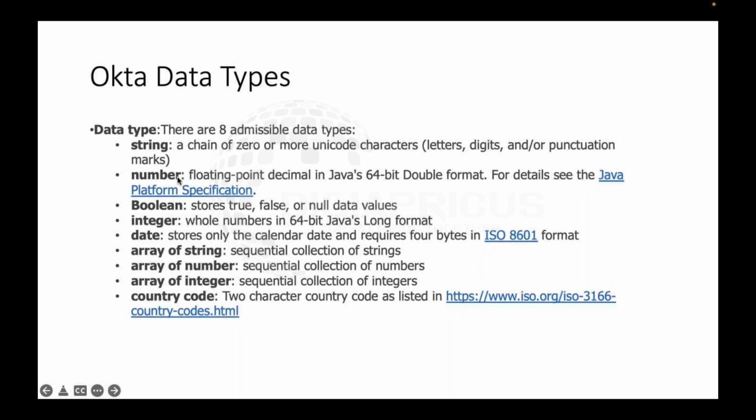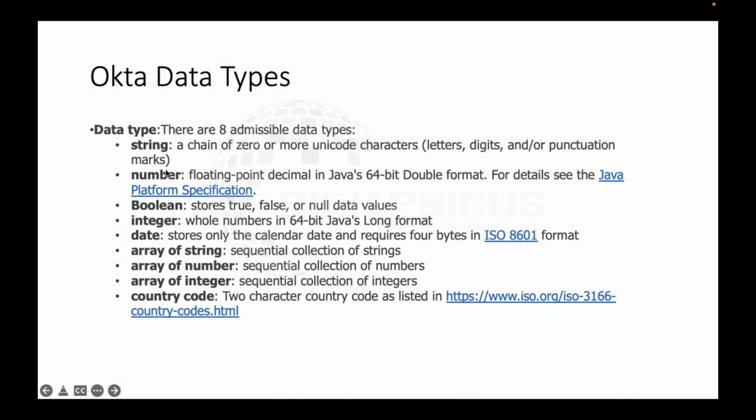Then next we have number. As the name says, with the data type number, the value of that attribute has to be a number. Like if you give number data type to age, then age cannot be written as SEVENTY if it is 70. You have to write 70, right? So number is something like a floating point decimal in Java 64-bit double format. And if you are not aware of these data types, you can check them on Google, or I can provide you the link from where you can check these.